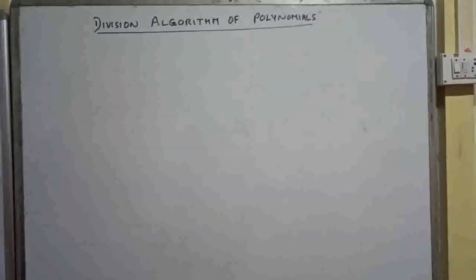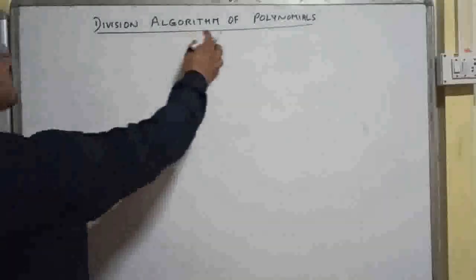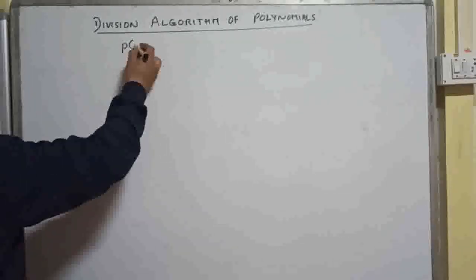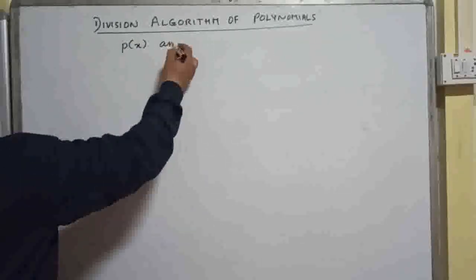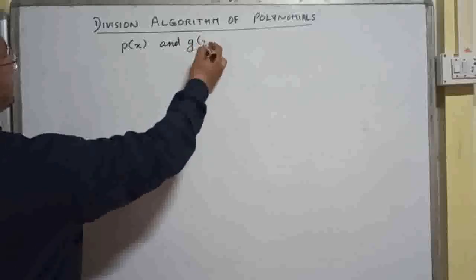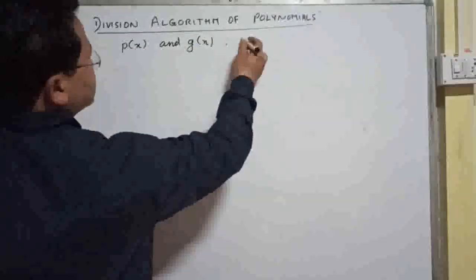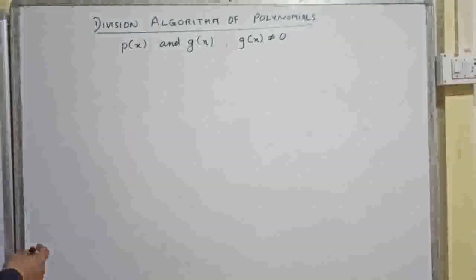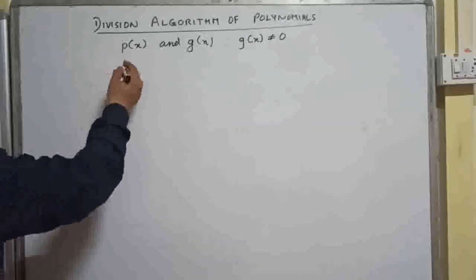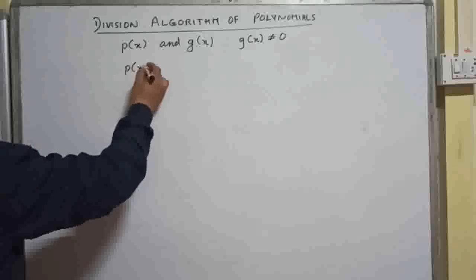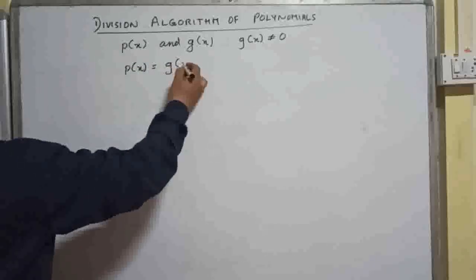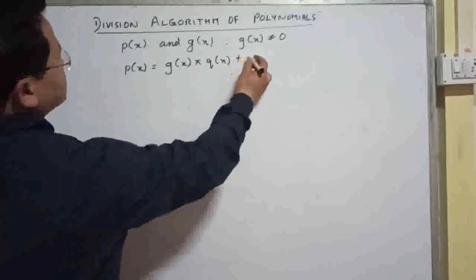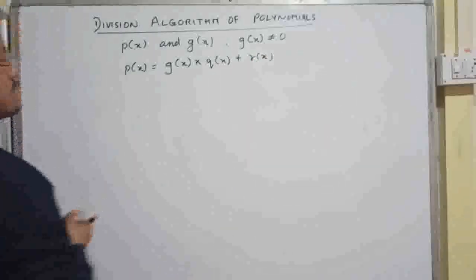In this video, we'll be learning about the division algorithm of polynomials. If we have a polynomial p(x) and another polynomial g(x) where g(x) is not equal to 0, then we can express this as the polynomial p(x) equals g(x) into q(x) plus r(x).